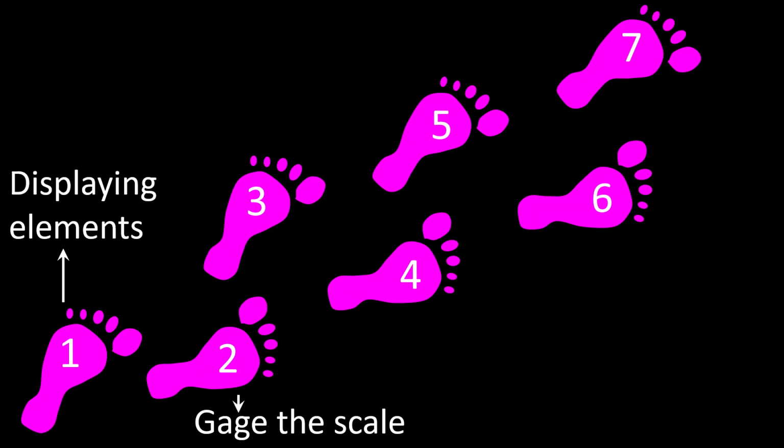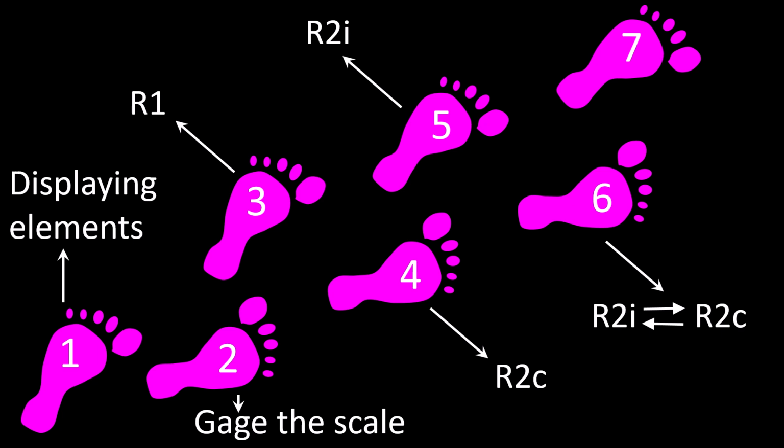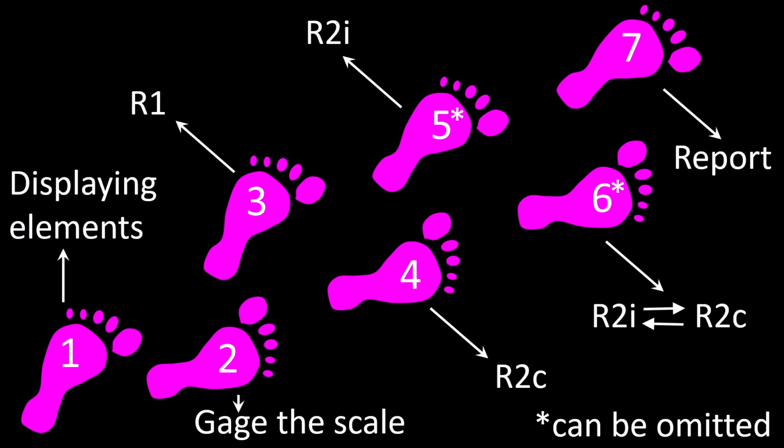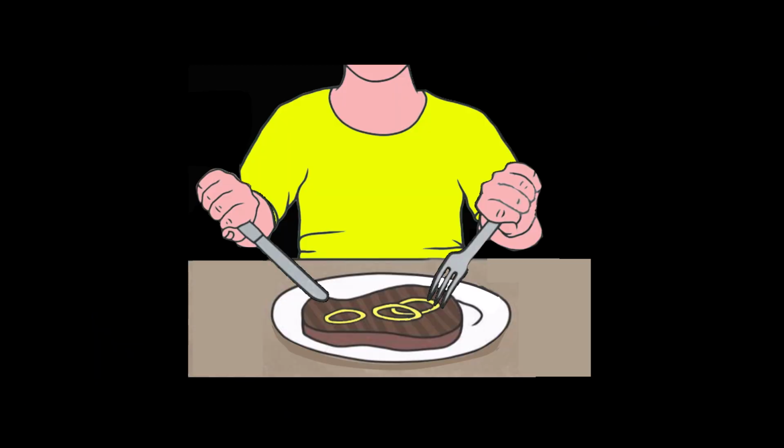Step 2 is to gauge the scale used to display the waves. Step 3 is the assessment of R1 responses. Step 4 is the assessment of R2 contralateral responses. Step 5 is the assessment of R2 ipsilateral responses. Step 6 is to compare R2 ipsilateral and contralateral triggered by the same stimulus. And Step 7 is the writing of the report. Step 5 and Step 6 can be omitted if Step 3 and 4 yield unequivocal normal results. So let's get to it.